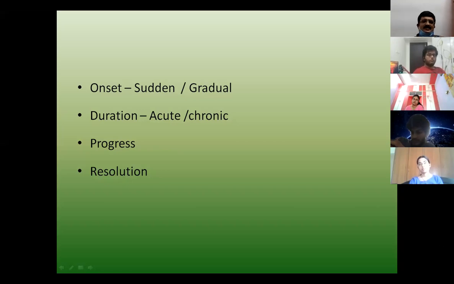Today I am going a bit slow because I want each and every one of you to understand the clinical aspects of each and every session. Hence I am going a little bit slow during my clinical sessions. Okay, so let me go through the next aspect. I have covered the duration. I have covered the onset. Again, I have to speak about the progress of the disease.